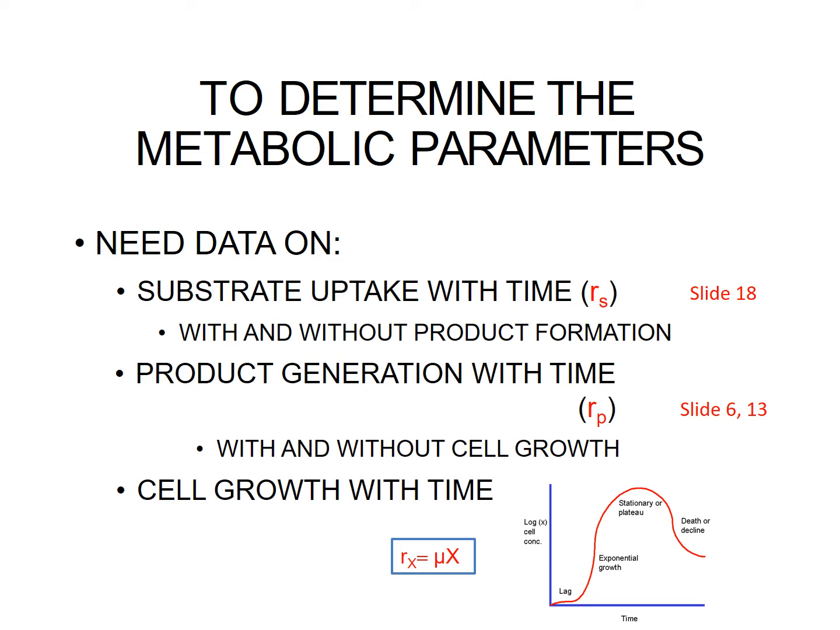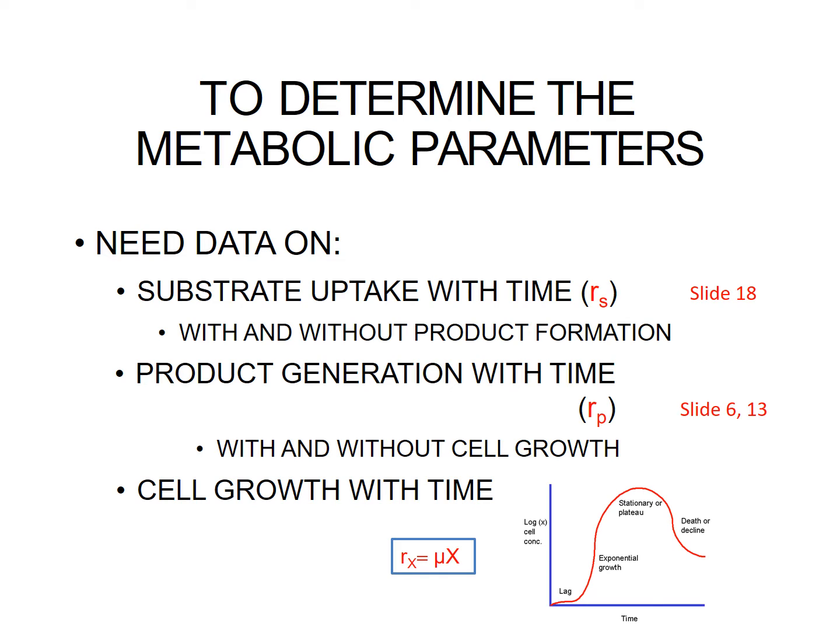Okay, so this is a summary of what we need in order to develop the yield. We need to conduct experiments to get the data for calculating the substrate uptake rate RS with and without product formation. You can refer to slide 18 if you do not remember. And then similarly, we also want to know the pattern of the rate of product generation with time. We call it RP. You can refer to slides 6 and 13 and maybe more. Also with and without cell growth. Meaning to say some of the product can be formed during the stationary or exponential phase.